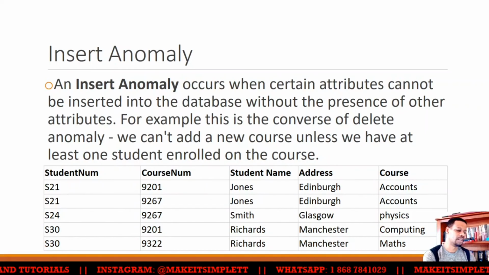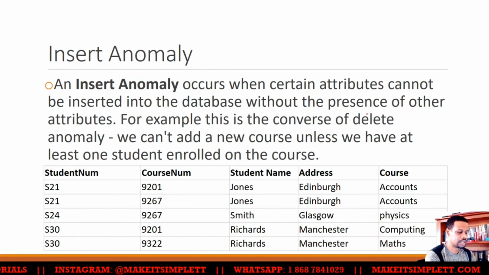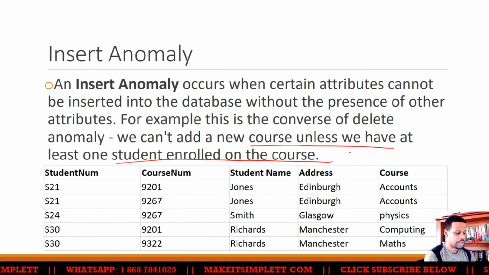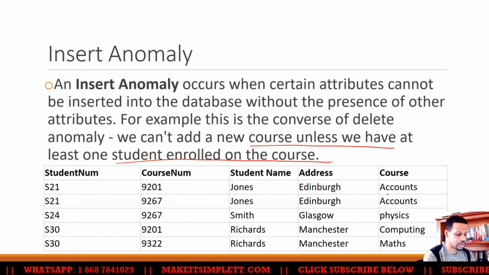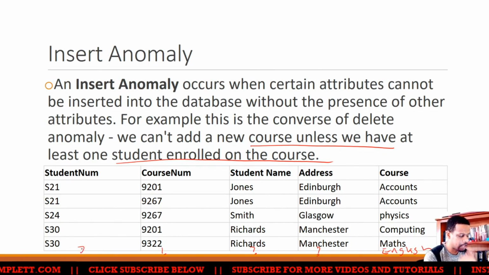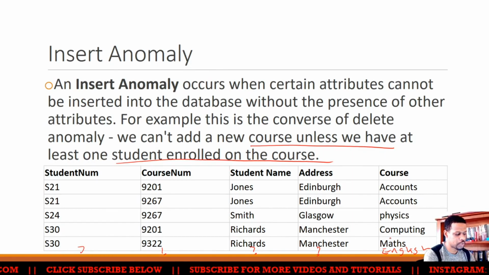And then an insert anomaly is when you try to insert something into the database without the presence of other attributes. For example, you can't add a new course unless we have at least one student enrolled in the course. So let's say we decide we're going to create a new course called English. It will tell you we need to add a student to this course. If we don't have students in that course, then we can't create the course because we have all these other fields that need to be filled out.